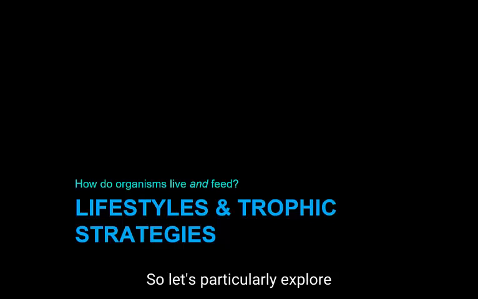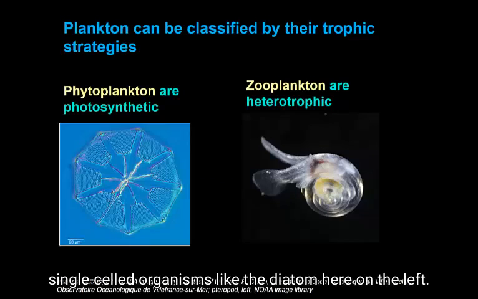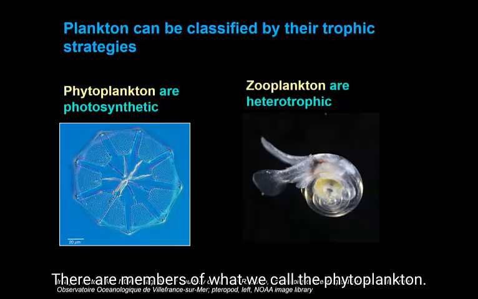So let's particularly explore trophic strategies among the plankton, which are by far the most abundant organisms in the ocean. We've already talked multiple times about how most of the photosynthesis in the ocean is carried out by single-celled organisms like the diatom here on the left. They are members of what we call the phytoplankton.